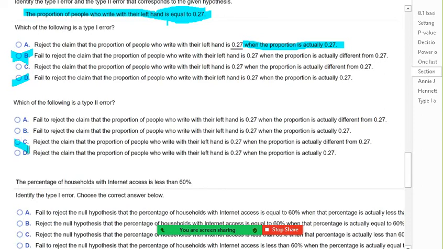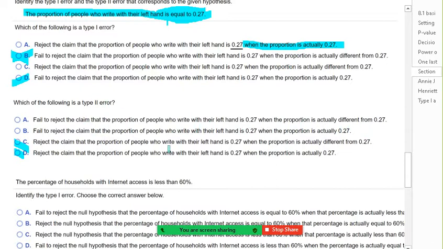So let's get rid of those two, because our error was that we failed to reject. We should have rejected, but we failed to reject. So it's one of these two. Fail to reject the claim the proportion of people who write with their left hand is 0.27 when the proportion is actually different than 0.27. Well, that sounds okay. Let's compare it to the other one.